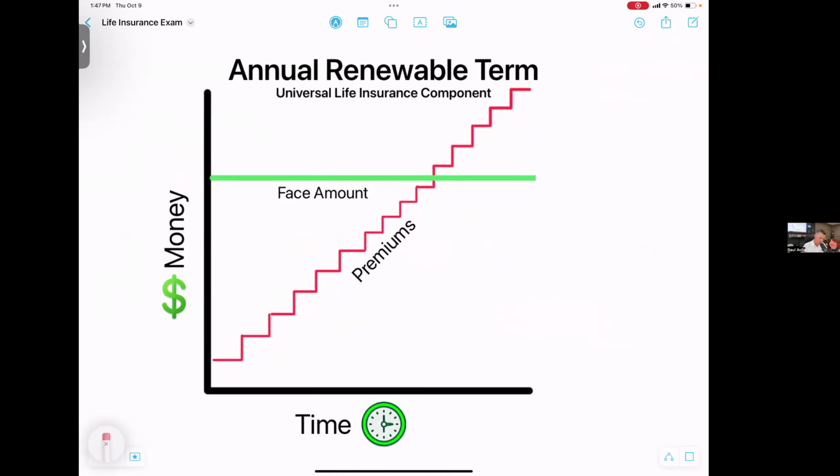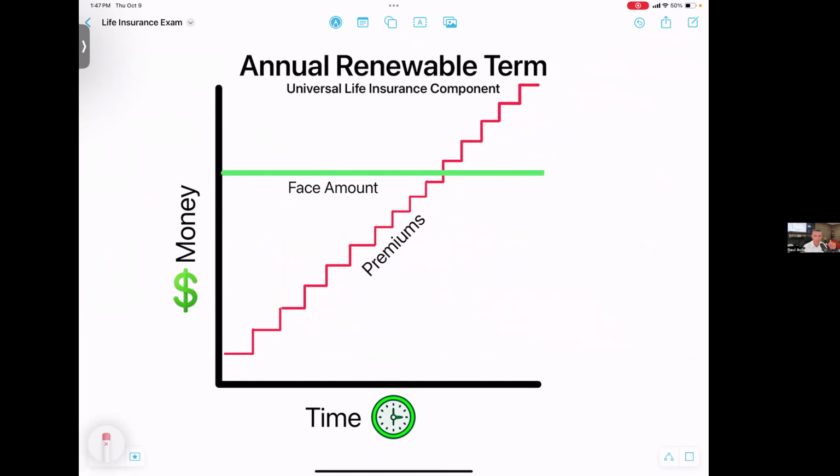All right, let's go to annual renewable term. This is the insurance component of universal life policies. Universal life insurance component is annual renewable term. How does it work? In these policies, the face amount stays the same, but the premiums go up every year, annually. Annual renewable term. It's in the word, right? So the cost goes up every year. Any questions? No, I think we went over that last time.